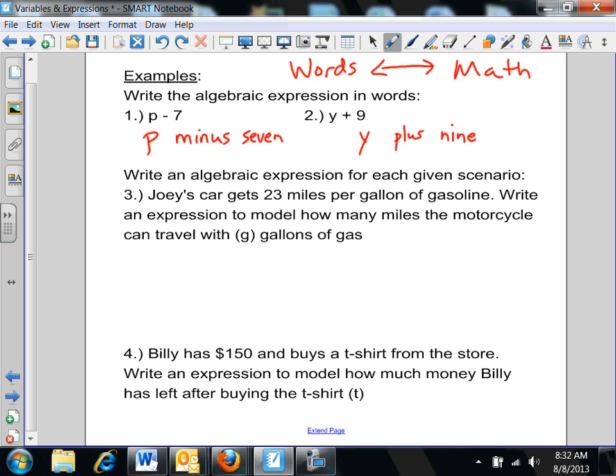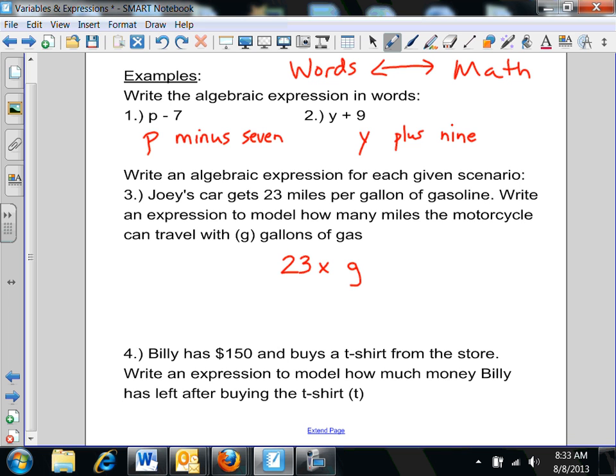Number 3 and 4. On 3 and 4, we are going to write the situation or scenario in mathematics terms. So the scenario is that Joey's car gets 23 miles per gallon of gasoline. Write an expression to model how many miles the motorcycle can travel with G gallons of gas. So simply, that's 23 times G, right?